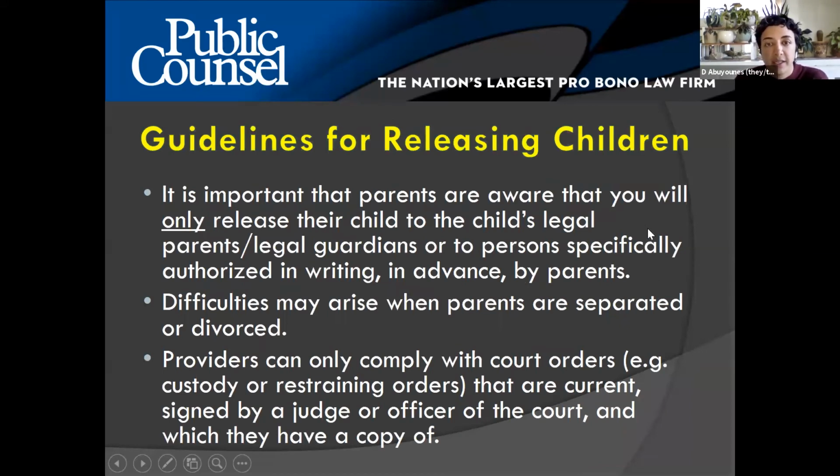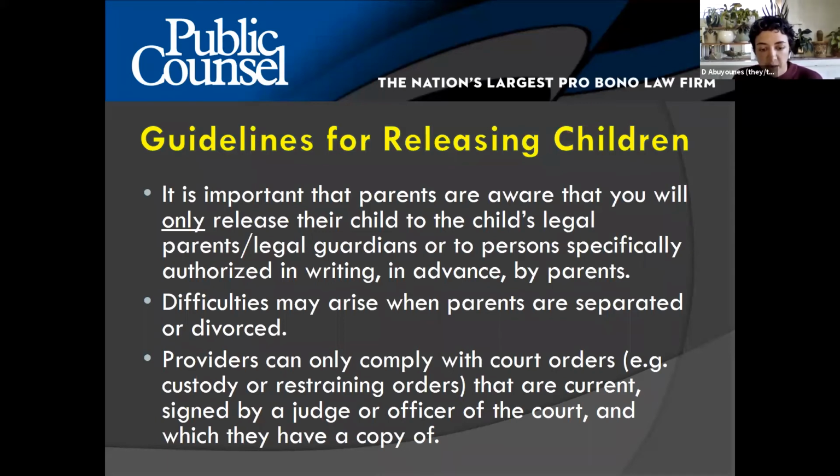So then we jump into guidelines for releasing children. It's important that parents are aware that you will only release their child to the child's legal parents or legal guardians or to persons specifically authorized in writing in advance by parents. Difficulties may arise when parents are separated or divorced. Providers can only comply with court orders, for example, custody or restraining orders that are current, signed by a judge or officer of the court, and which they have a copy of.